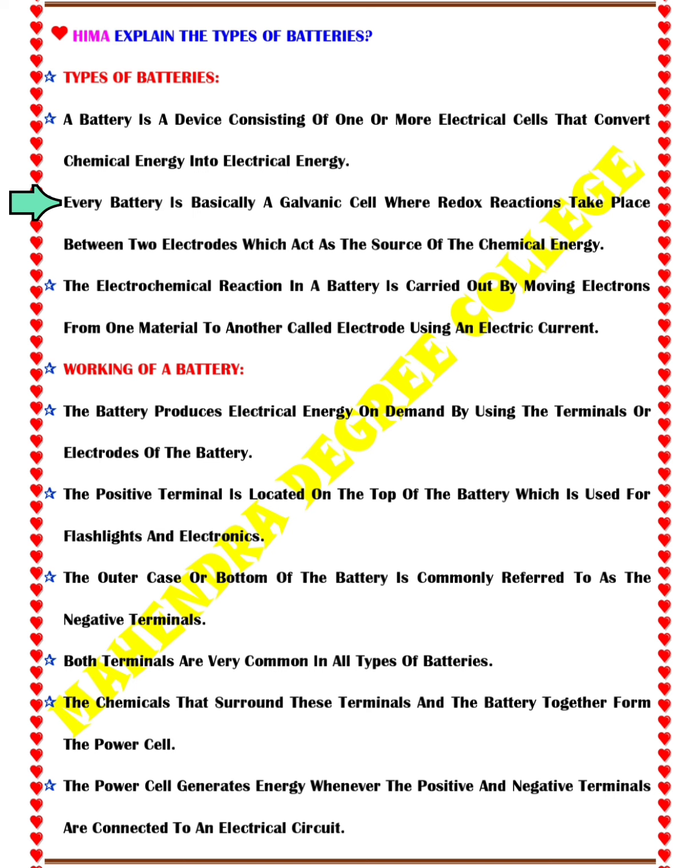Where redox reactions take place. Redox stands for reduction and oxidation reactions. Oxidation means loss of electrons. Reduction means gain of electrons. In a battery, these reactions release electrons which flow as electric current.